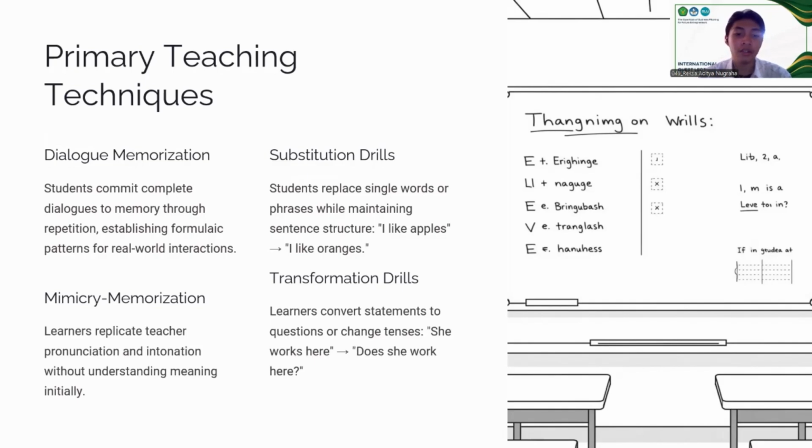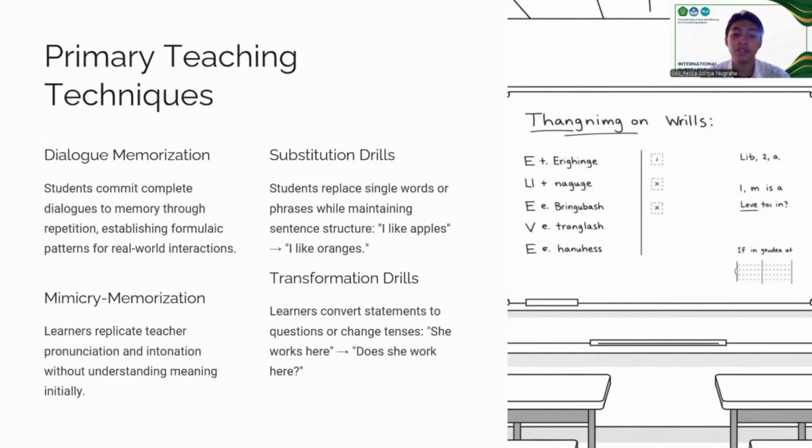The next is mimicry, where students copy pronunciation, stress, and rhythm precisely, while meaning can lag behind form. The priority is phonological control. Acoustic fidelity ensures intelligibility and forms the basis of confident speech patterns.